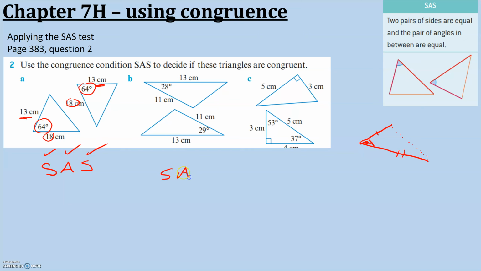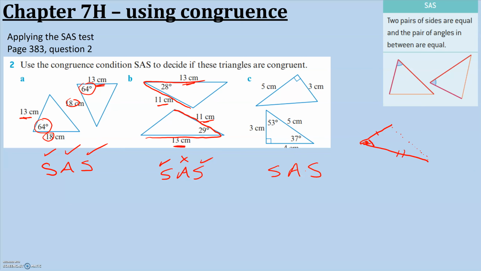Now let's have a look at this second pair here. Do we have a pair of matching sides? Well, we've got a good start. We've got our 13 and we've got an 11 here. So far so good. Now looking at the angle between our two sides here, we've got 29 degrees here, so far so good. And between our sides, well, the angle's 28. So we would say this pair of triangles fails the side angle side test.